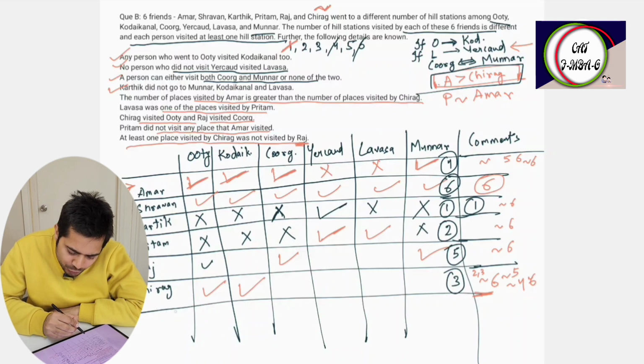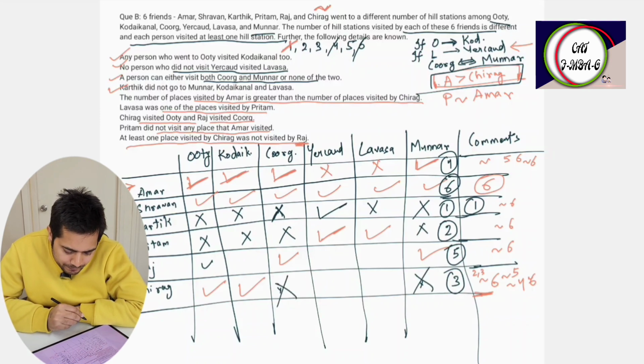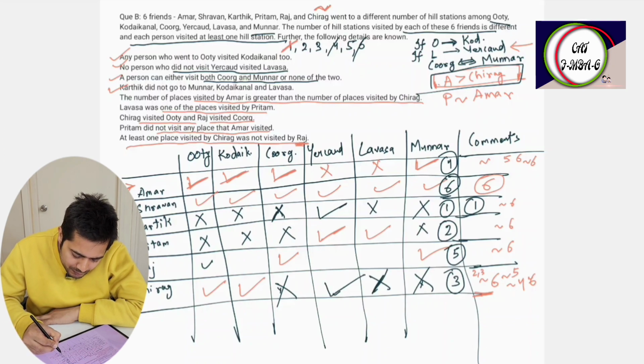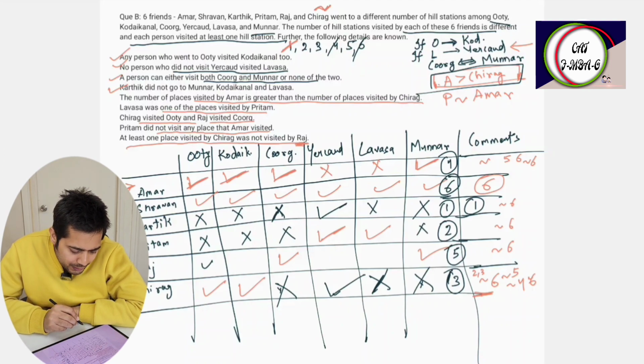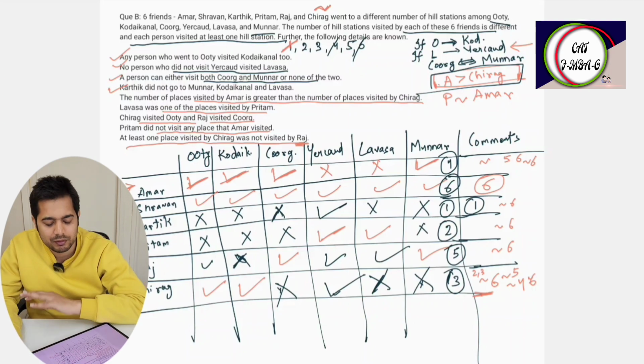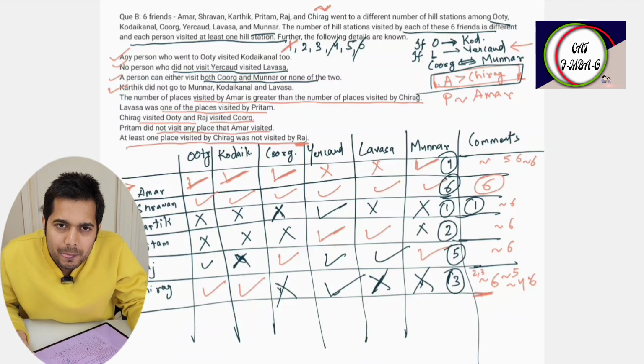So if Chirag has to be 3, if Munnar is there, then Coorg will also be there. This has not to be done because then it will be 4. So this is cancelled. Now if Lavasa is there, then Yercaud will also be there, but the reverse is not true. So Yercaud is there, Lavasa is not there. That way this will be 3. Now we also know at least one place was visited by Chirag and not visited by Raj. So that has to be this place. This done, this 5. This is how we have completed the whole table.